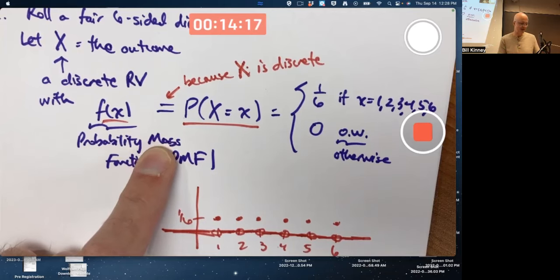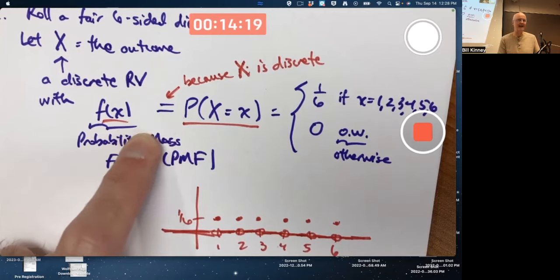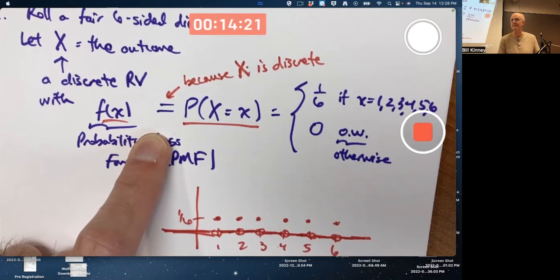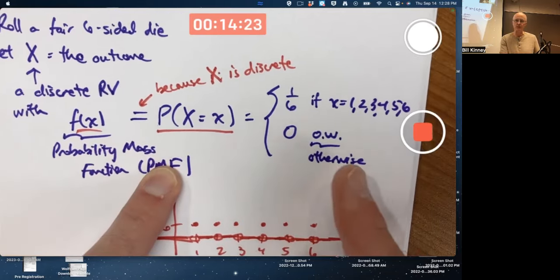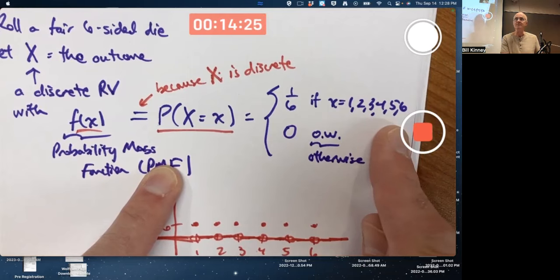Here, because x is discrete, little f of x is an actual probability. It is a positive number in this case when x is one of these 6 numbers. And it is never negative. It's always greater than or equal to 0. You can't get negative probabilities. And it can't be bigger than 1. All the probability laws from chapter 2 are still going to hold.